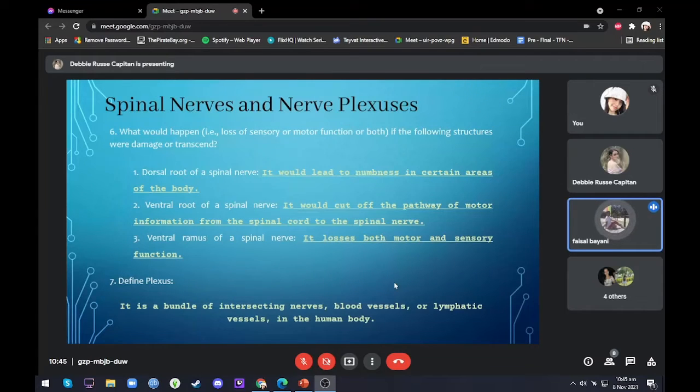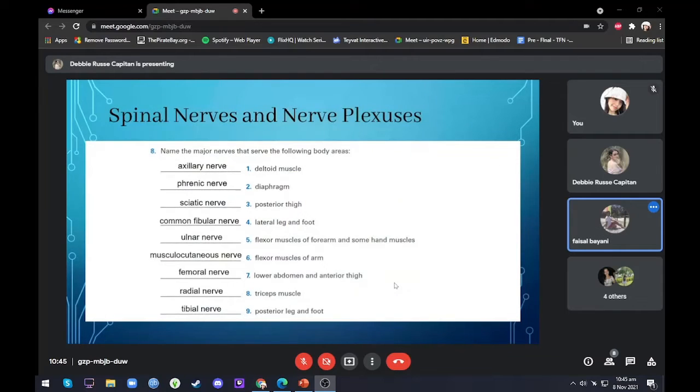Number 7. Define plexus. It is a bundle of intersecting nerves, blood vessels, or lymphatic vessels in the human body. Number 8. Name the major nerves that serve the following body areas. Number 1. Deltoid muscle. It is the axillary nerve. Number 2. Diaphragm. It is the phrenic nerve. Number 3. Posterior thigh. Sciatic nerve. Number 4. Lateral leg and foot, common fibular nerve.